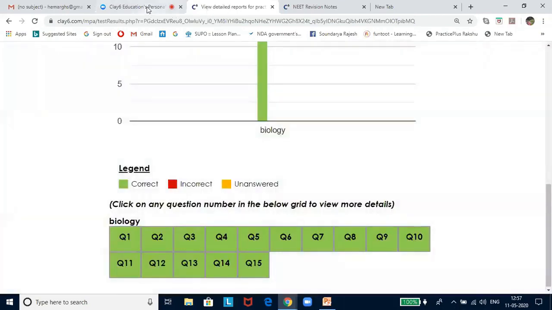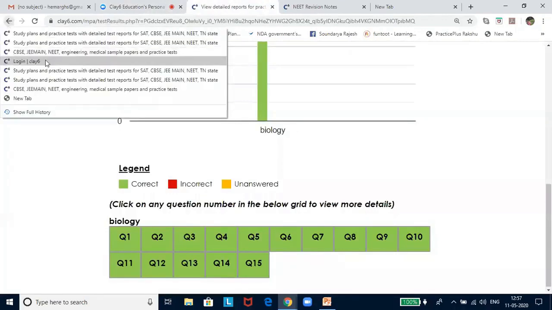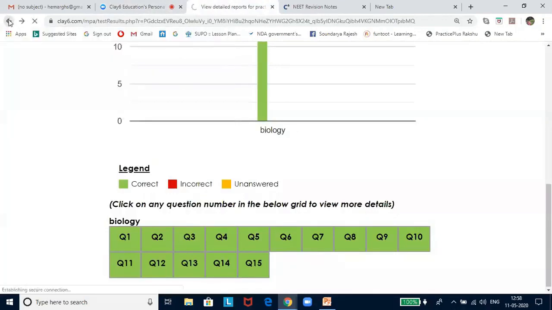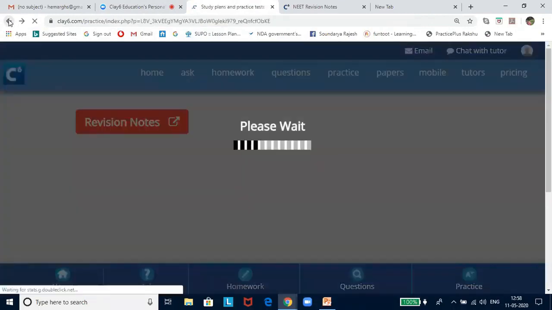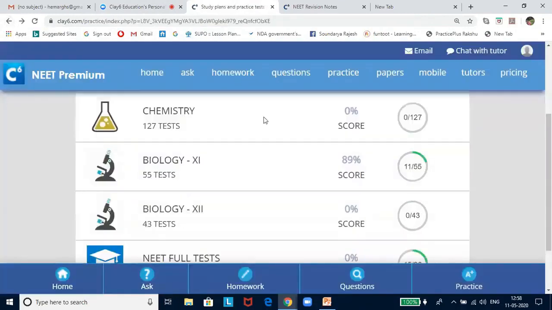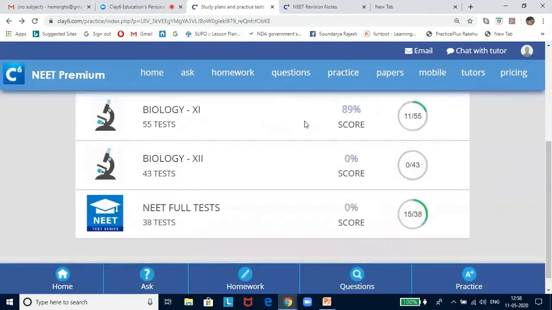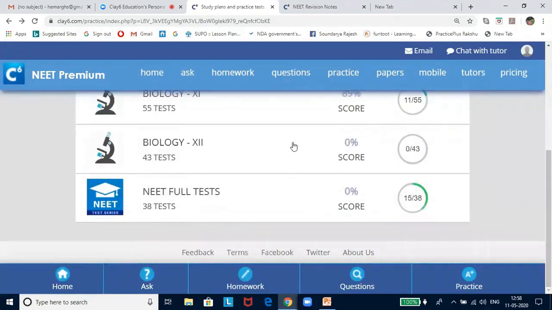Okay, so this completes today's lesson. Now, if you look at this NEET series, as I said, you have got so many tests, and with this we come to the end of today's class.